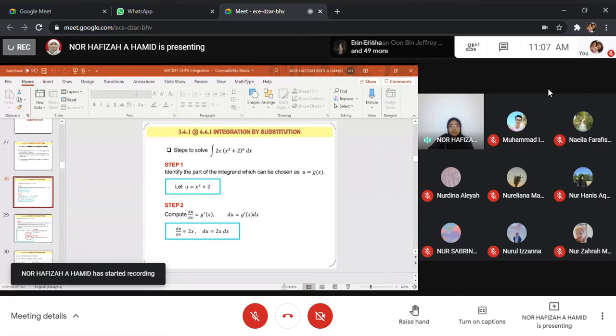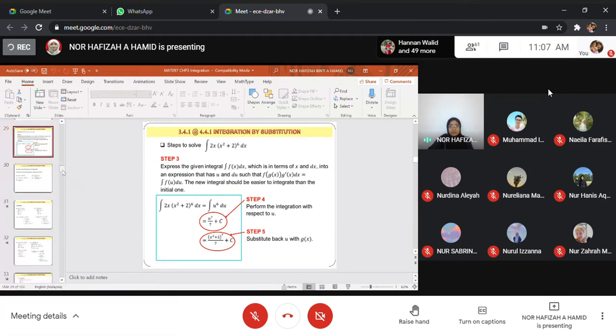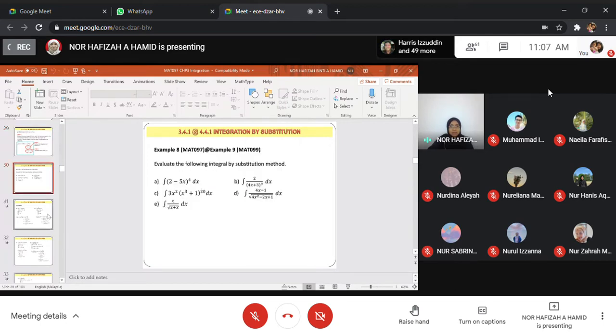Okay, so for step 1, we covered all of this last class. We have 5 steps to solve integration by using the substitution method. Example A we also covered last class. Okay.